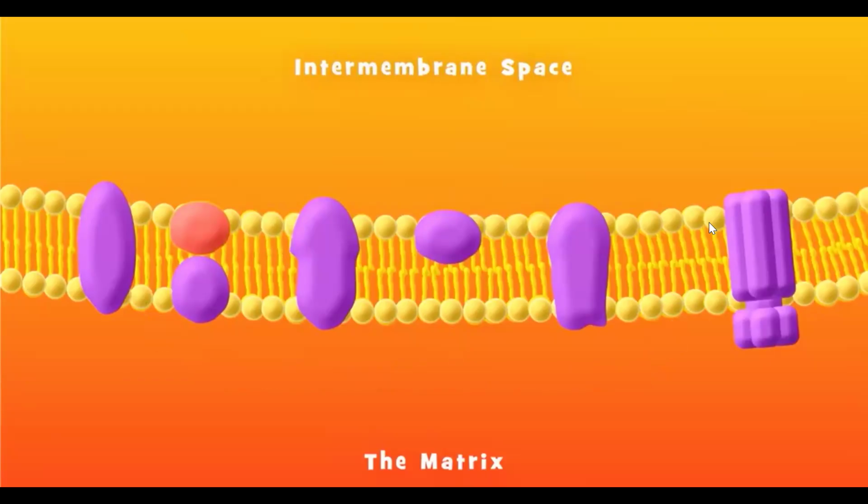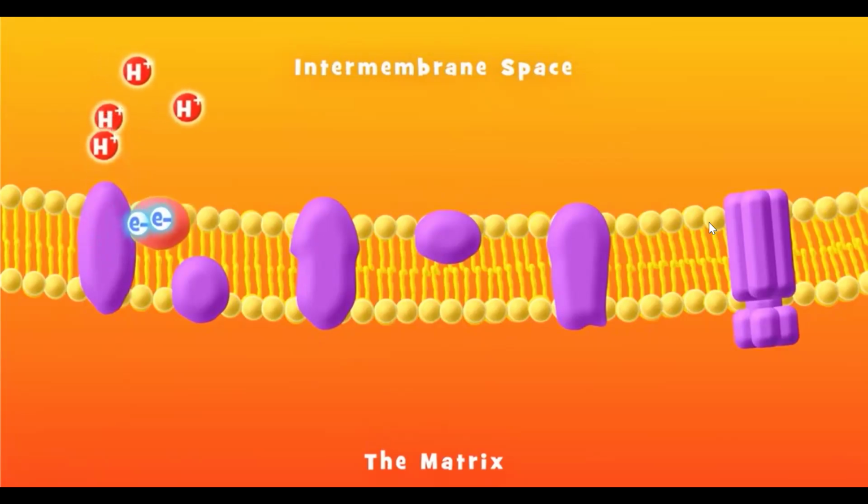Here's how it works. NADH, that electron carrier we've been making all along, delivers its electrons to the first protein in the electron transport chain. As the electrons move through this protein complex, energy is gradually released, and this energy is used to pump hydrogen ions, or protons, across the inner membrane, from the matrix into the intermembrane space.